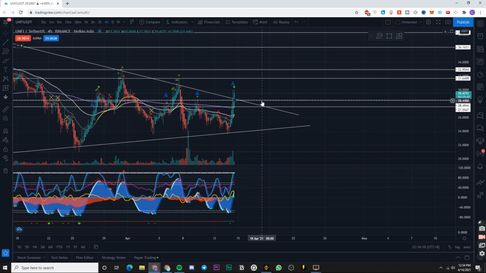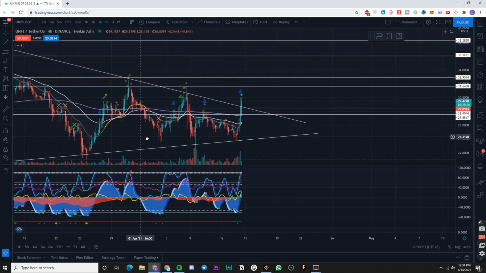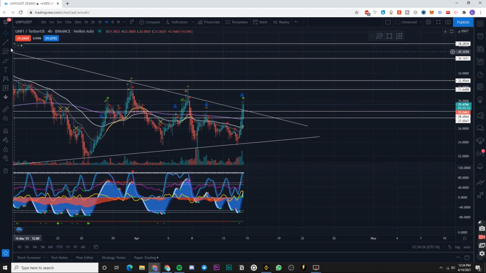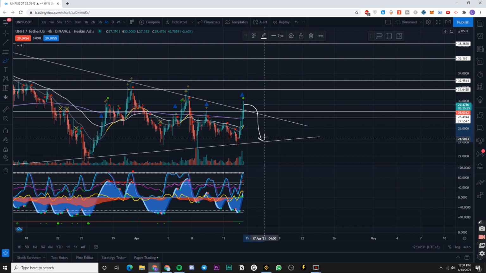So if this support line breaks, I'll expect the price to bounce at 27.5, and then we are probably off to the races. In fact, if you look at it this way, it could even come all the way down here to about 24.3, and we would still be considered in an uptrend because that would be a higher low.